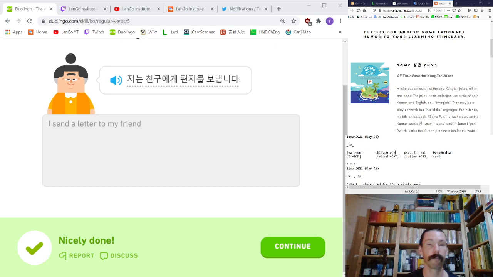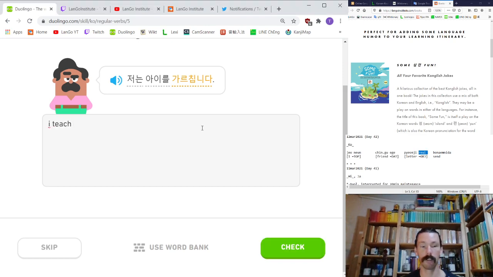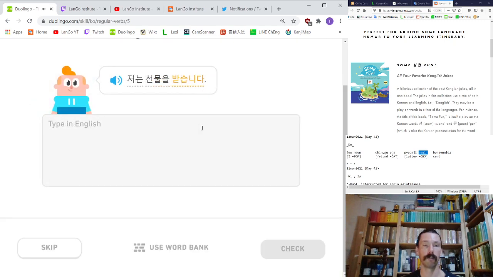저는 아이를 가르칩니다. 저는 has the same topic mark, same topic. 아이를 is our object. 가르칩니다 means I teach children, with 가르치 being the root and the rest an ending. 저는 선물을 받습니다. 선물을 is gift. 받습니다 means receive.